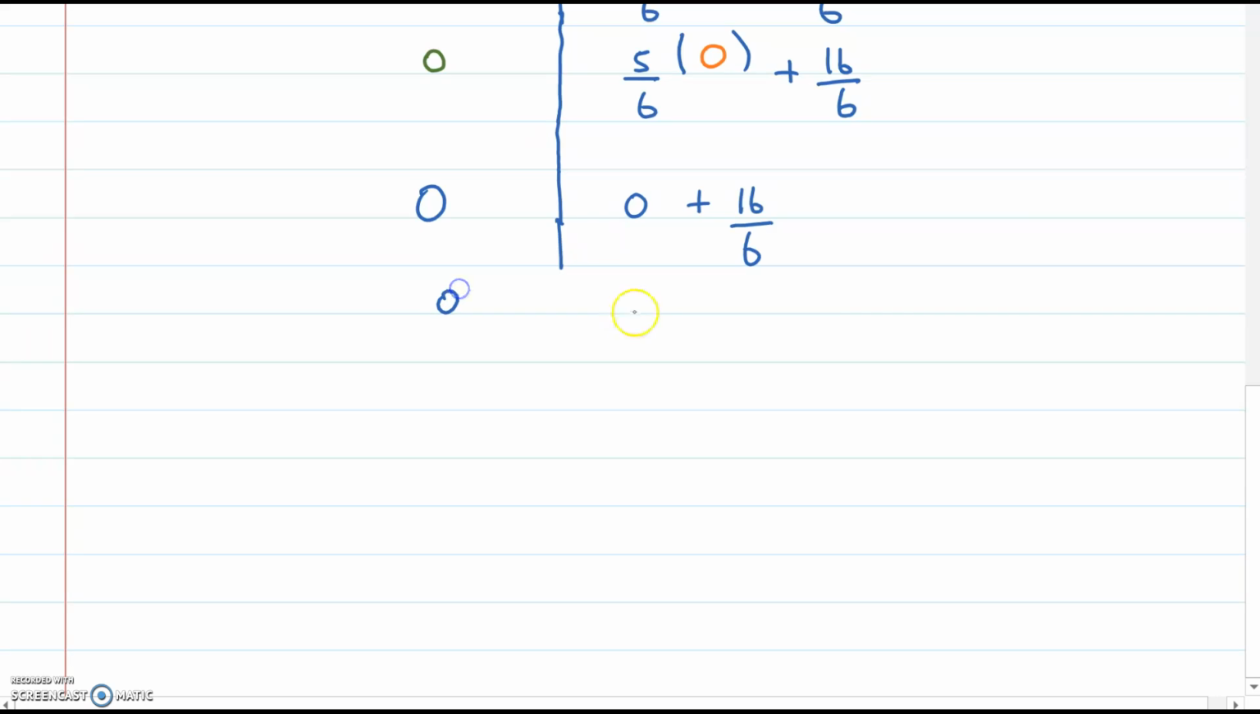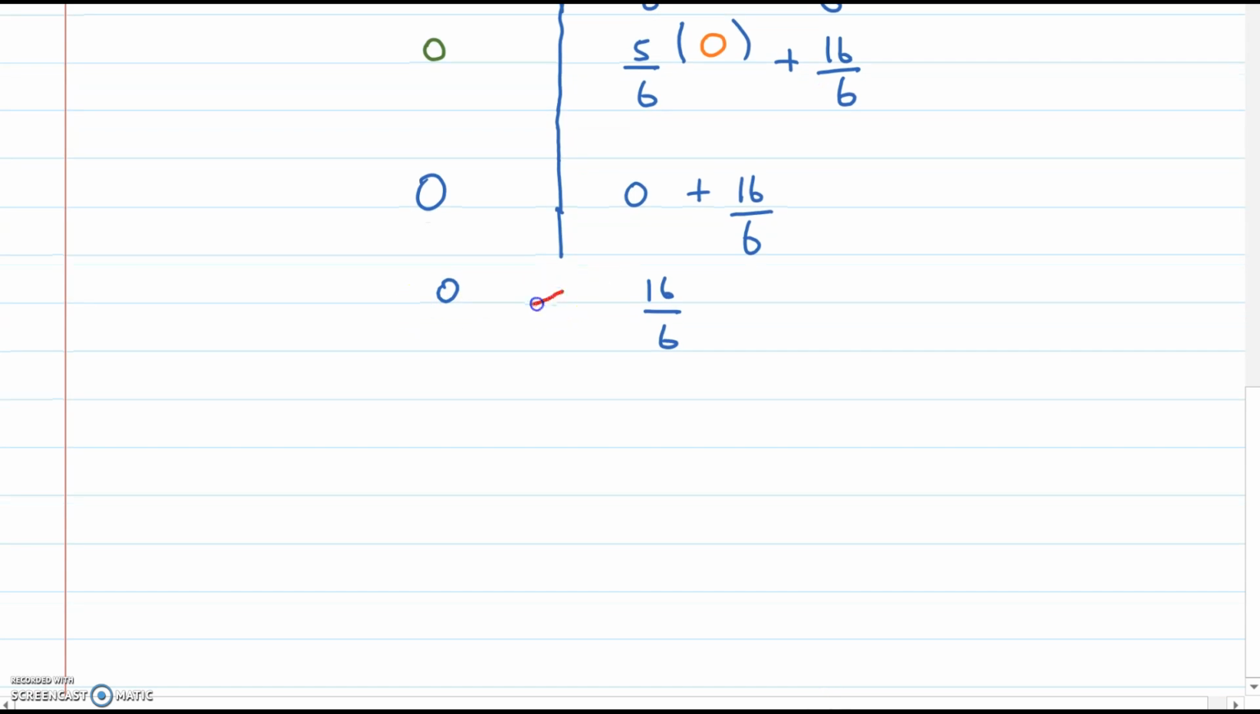Okay, so we have 0 on one side, 16 over 6 on the other side, and then you have to ask yourself, what should the sign be? Is 0 bigger than 16 over 6, or is 0 less than 16 over 6? Well, 16 over 6 is positive, so it's got to be bigger than 0. In other words, 0 is less than 16 over 6. So the sign is going to be less than.